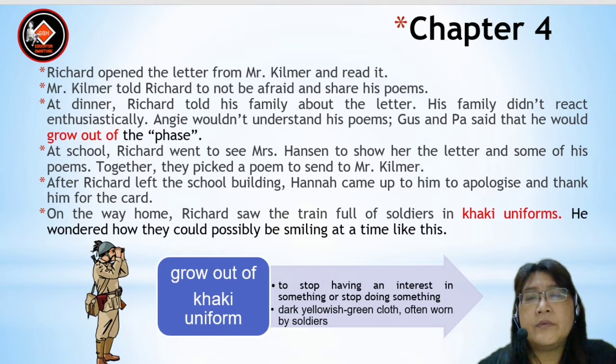At school, Richard went to see Mrs. Hansen to show her the letter and some of his poems. Together, they picked a poem to send to Mr. Kilmer. After Richard left the school building, Hannah came up to him to apologize and thank him for the card. On the way home, Richard saw the train full of soldiers in khaki uniforms. He wondered how they could possibly be smiling at a time like this.